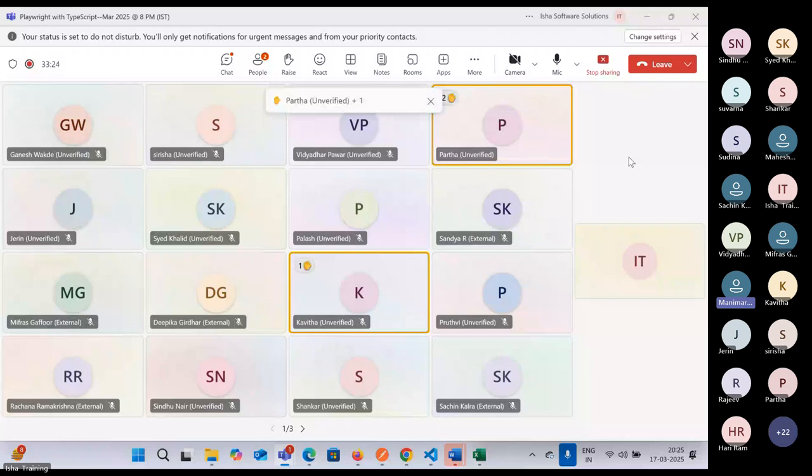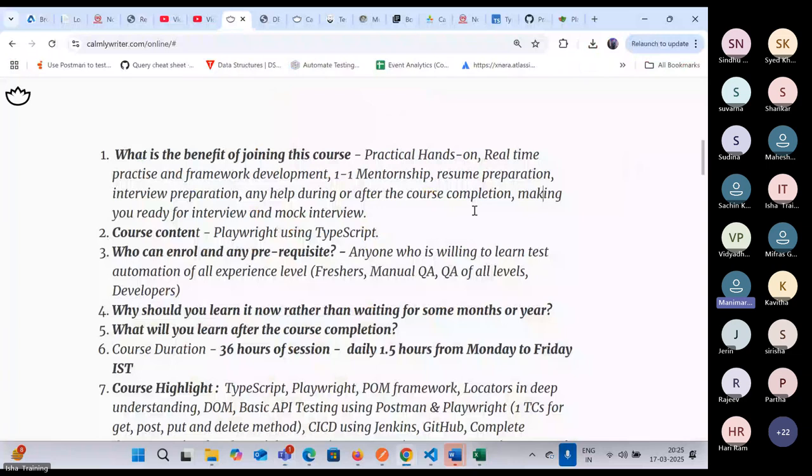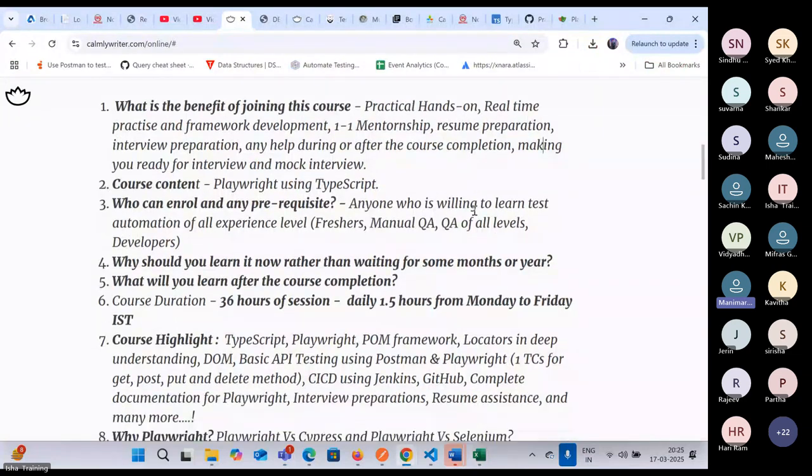Hey Praveen, this is Mani. I have a question about the scope for Playwright. When you say the scope for Playwright, are you referring only to the offshore scope, getting jobs in offshore? Or if someone is on-site and trying to get a job on-site, do you still mean to say that Playwright has scope in the US or other onshore locations as well?